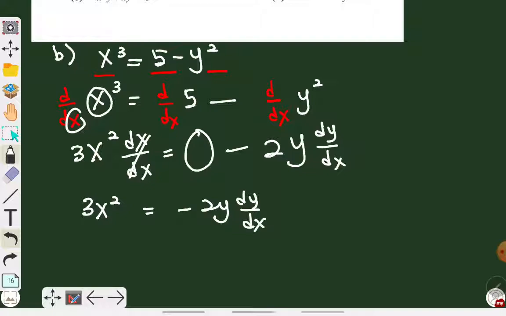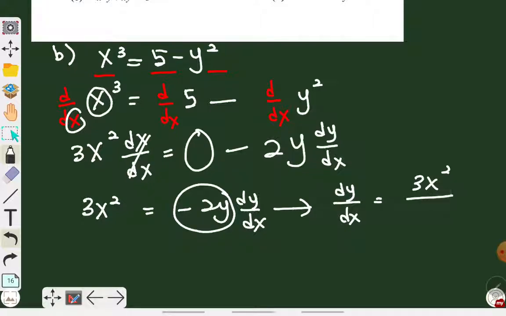The question asks us to manipulate and find dy dx. So you can manipulate this, and you will have dy dx equals 3x squared divided by negative 2y. Done.